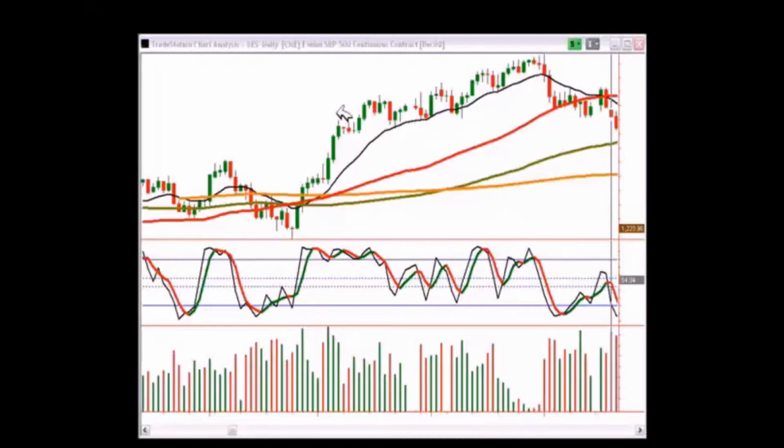Now, it only makes sense, therefore, that if volume is doing the opposite of those things, that is not confirming that price move, and therefore that price move may be in jeopardy. So let's take a little look at what we've got going on here. So let's go back here.